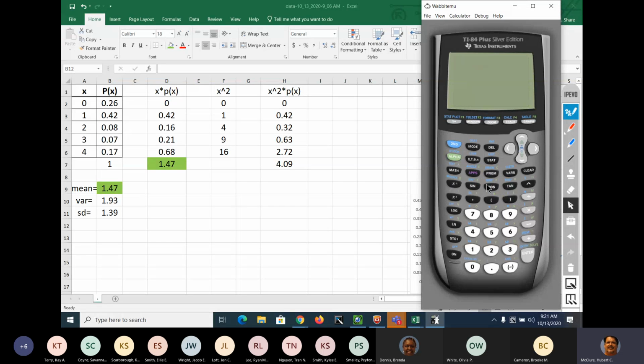I'm going to hit Stat, Edit, and I'm going to type in my 0, 1, 2, 3, and 4. Now I'm going to type in 0.26, 0.42, 0.08, 0.07, and 0.17. All right, I'm giving everybody another extra few seconds to type those in your calculator.